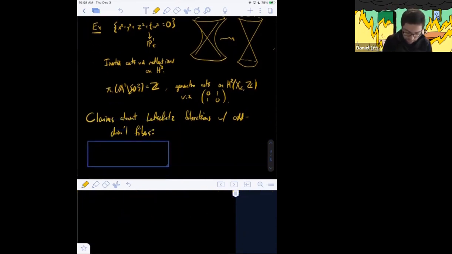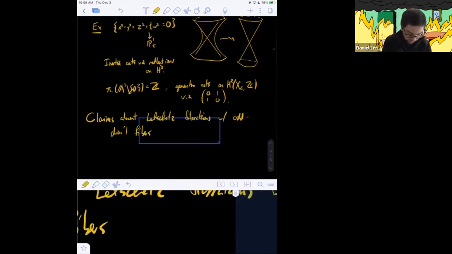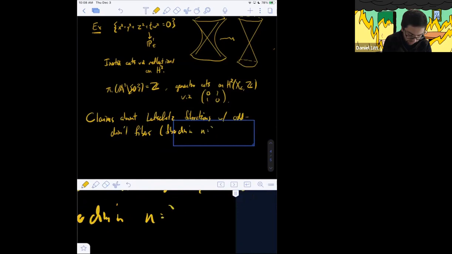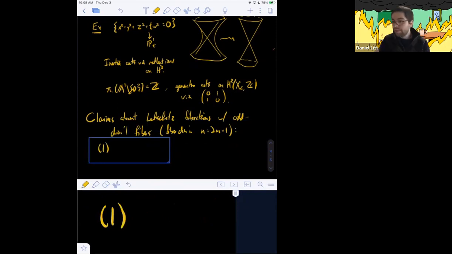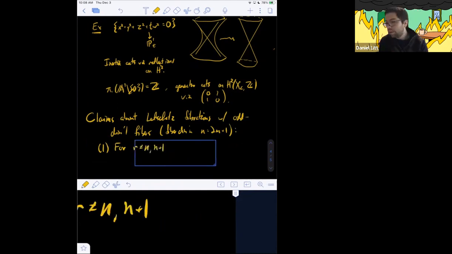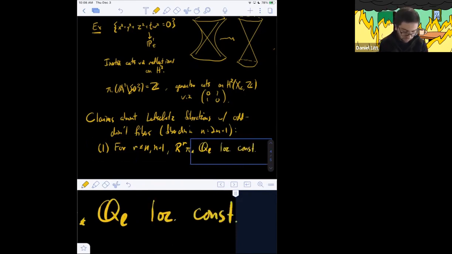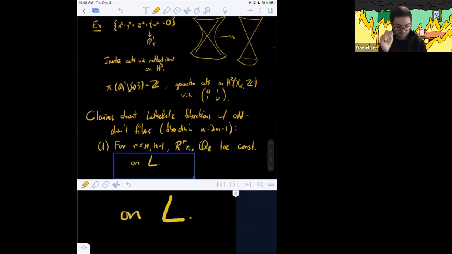Okay, so here the odd dimensional fibers. Let's give it a name: fiber dimension n, which is 2m plus 1. So claim 1 was that for r not equal to n or n plus 1, these sheaves R^r pi lower star QL are locally constant on L, the base of our Lefschetz fibration.